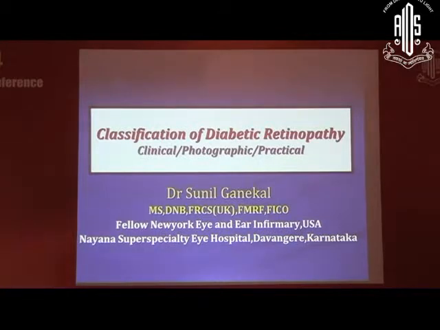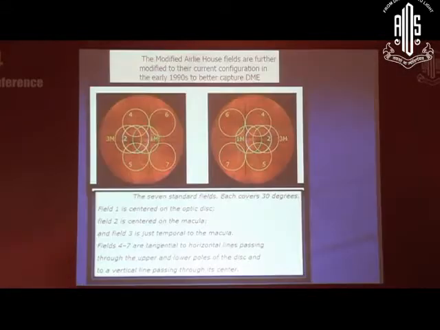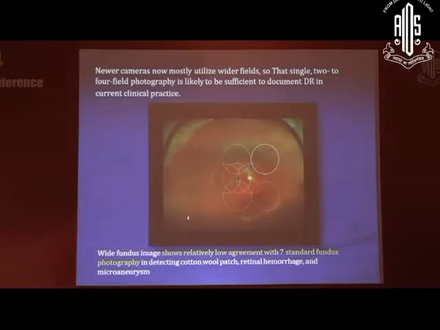This 7-field classification was further modified in the 1990s to include the detection of cases of diabetic macular edema. As you can see in the pictures, sorry, it's not moving. In these 7 overlapping fields, we included the macular edema also, so that there were lines passing through the optic disc. They further enhanced the detection of macular edema cases. With the newer advent of ultra-wide field photography, we can do the 7-field photography on the Optos photographic system also. But there is a chance of low agreement with the standard photography. You may miss some of the lesions if you follow this system.